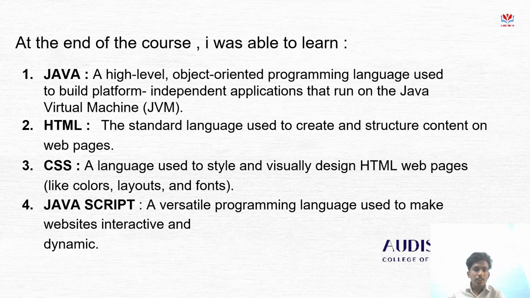And this is the end of the course, and I was able to learn Java, HTML, CSS, and JavaScript. Java is a high-level object-oriented language. It is used to build programs and independent applications in the Java Virtual Machine, JVM. HTML is a standard language to create the structured content of web pages. Next, CSS is used in web applications for colors, layouts, and fonts. And another one is JavaScript. It is a versatile programming language used to make a dynamic range of applications.